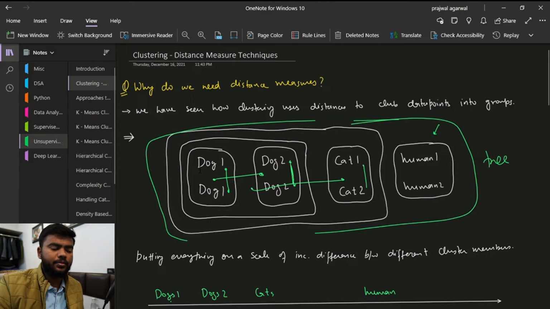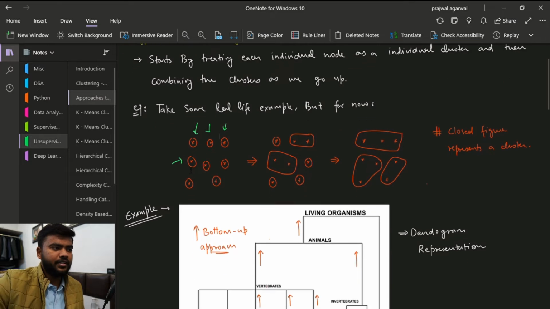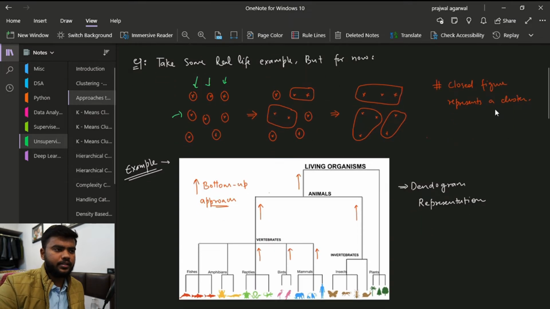This is something agglomerative. First we talked about one dog, then two dogs, then two dogs and a cat, then two dogs, cat and human, then trees. So basically we are considering every point as a cluster, and then we are approaching towards reducing the number of clusters, and at the end these are the clusters that we have formed.